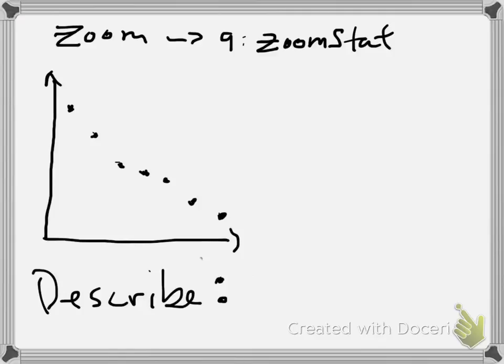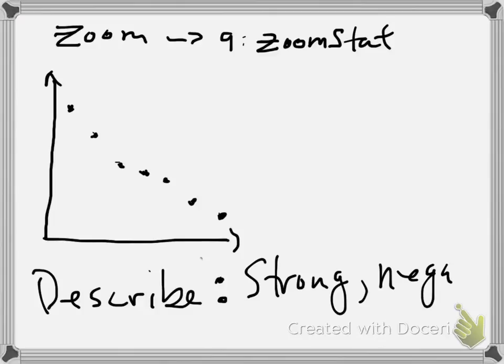We can now describe the correlation here. Without even looking at the correlation coefficient, we see that these data points are very closely clustered around the line of best fit. So we have a very strong correlation here, and since these points are decreasing from left to right, it's negative. So we have a strong negative correlation.